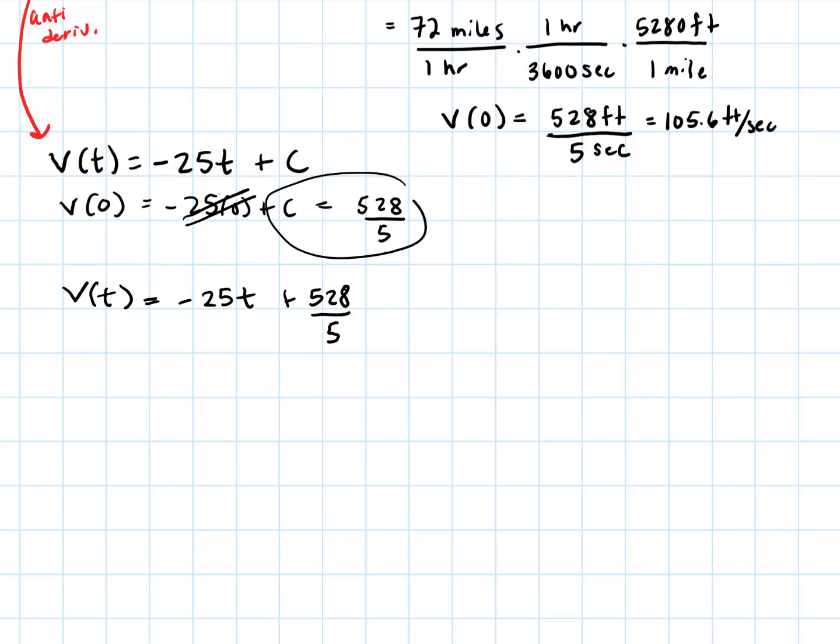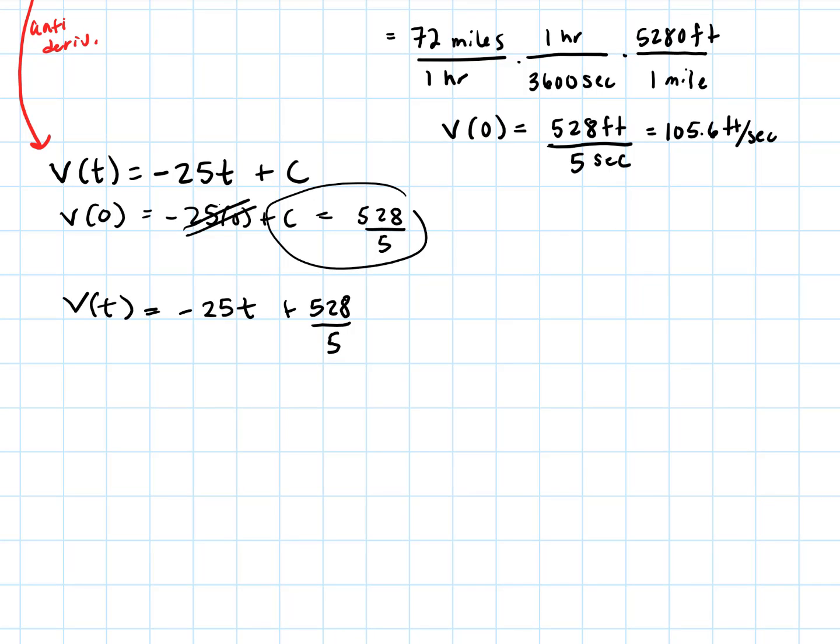All right. Now all we have left to do to find the position is to take one more antiderivative and find the position function. And the position function is going to be negative 25 t squared over 2 plus 528 over 5 times t plus another constant from when we take the antiderivative. So we are taking the antiderivative of the velocity to find the position.